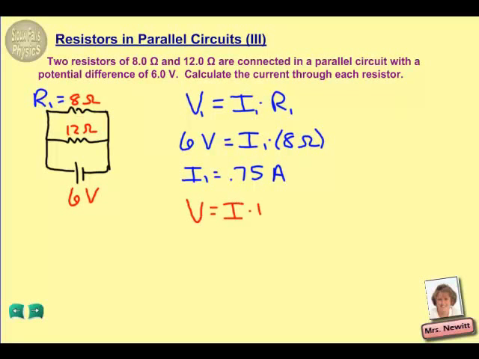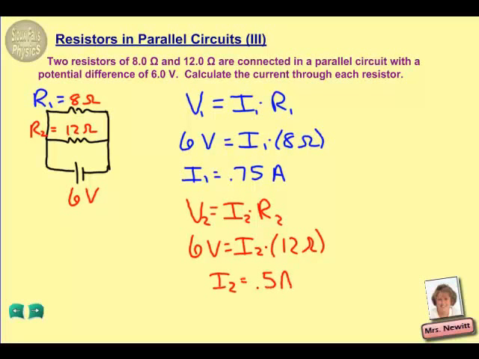Next, we can repeat exactly the same thing, applying Ohm's law, in this case, simply to the second resistor, which is the 12 ohm resistor. Again, the 12 ohm resistor also gets to take advantage of the 6 volts. And that will be 12 ohms total as our resistance. Calculating that out, we find that I2 is equal to 0.5 amps.